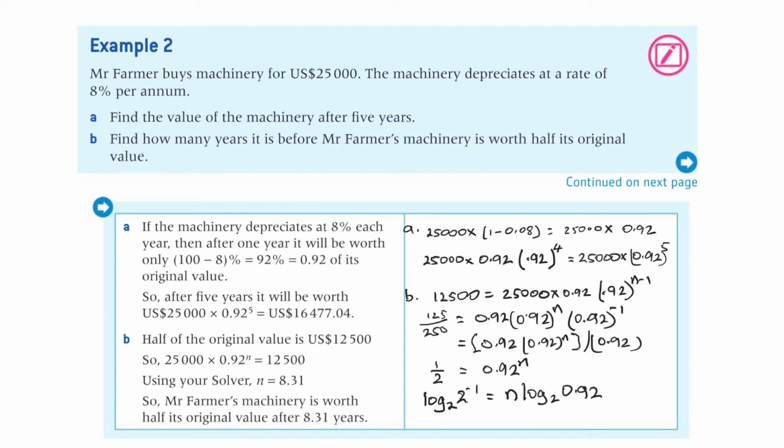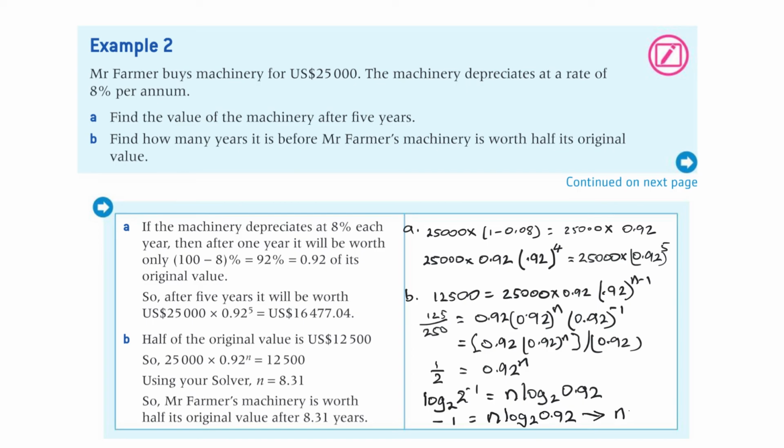Now, log to the base of the same number equals 1. So this actually equals 1. We can bring down the index to here, so I'm going to put minus 1 equals. The reason I've made that step is I bring the minus 1 to the front, and log 2 of 2 is 1. Log 3 of 3 is 1. Log 4 of 4 is 1. So minus 1 equals n times that number, log 2 of 0.92.